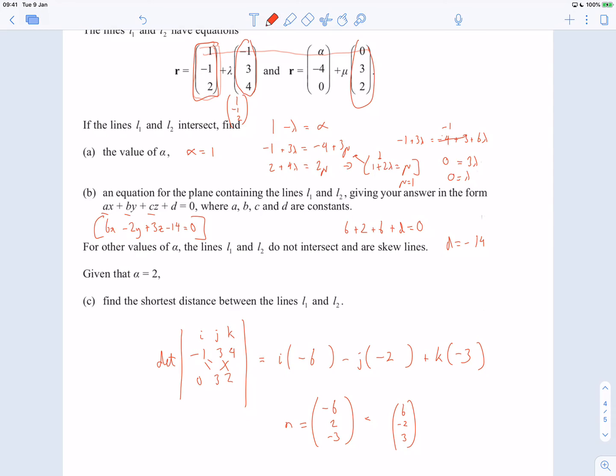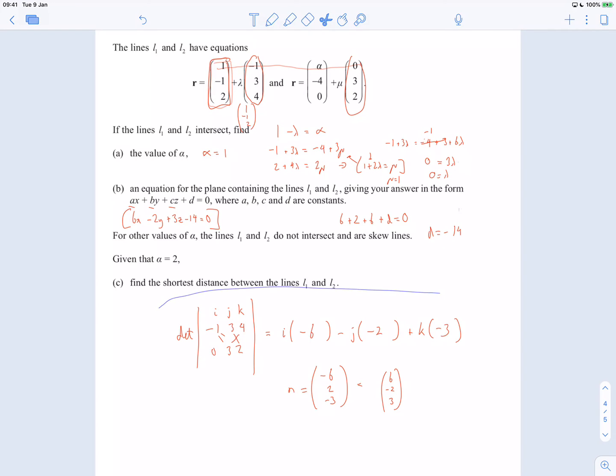And they could be multiples of each other, right? You could have had 600x minus 200y plus 300z minus 1400 equals 0. You know, it doesn't matter as long as they're multiples. So that's fine. Okay. For other values of alpha, the lines L1 and L2 do not intersect, they're skew lines. Yeah, makes sense. Given that alpha equals 2, find the shortest distance between the lines L1 and L2.